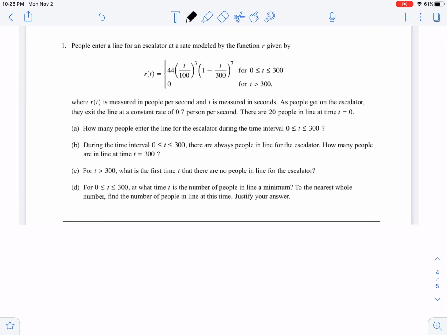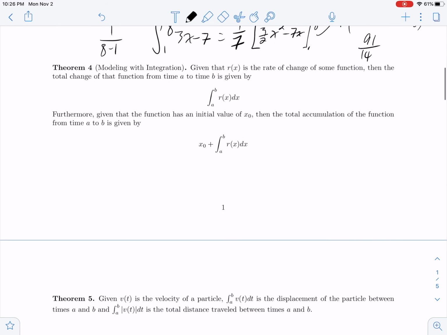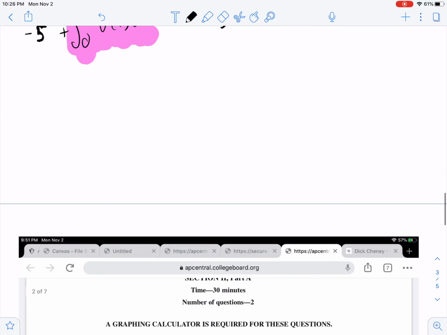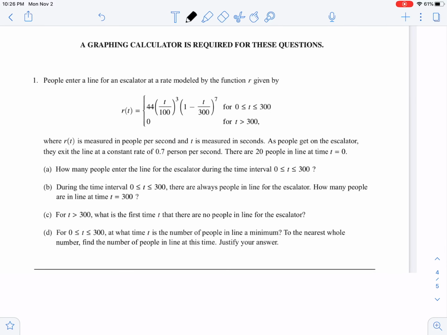For part A, how many people enter the line during this interval? If you look back at one of our theorems here that we didn't really talk about, if we're given a rate of change and we want to know the total change, we just integrate from A to B. We're given a rate of change here, and we want to know how many people enter the line based on that rate. This is going to be the integral from 0 to 300 of r of t dt. I just plug that into my calculator. R of t is that guy up there. We don't integrate that with any of our rules. That's very complicated.